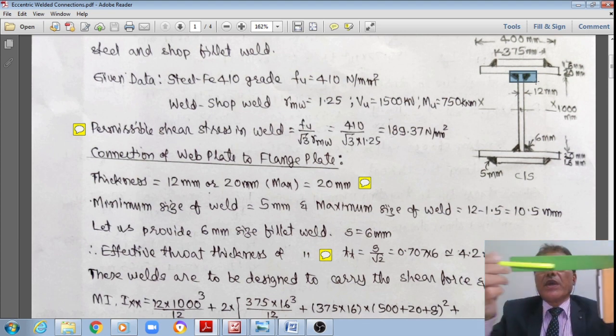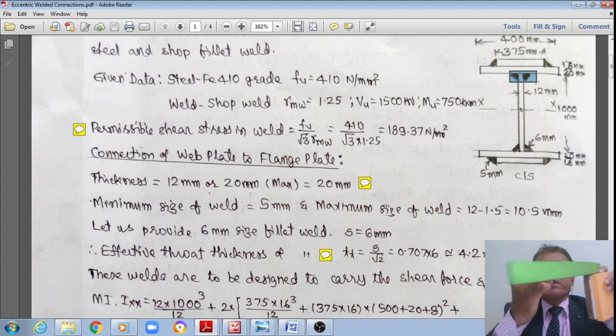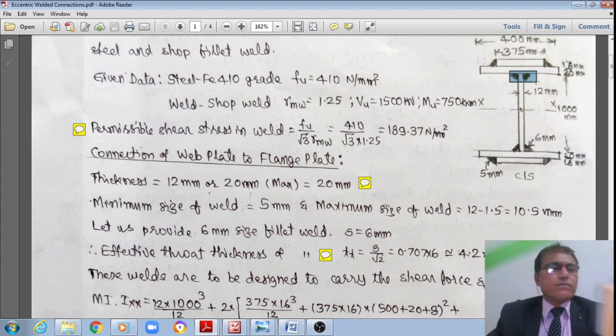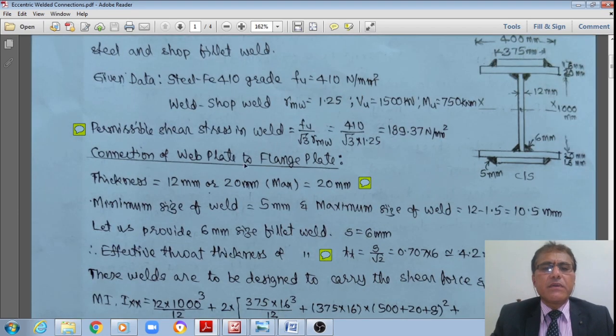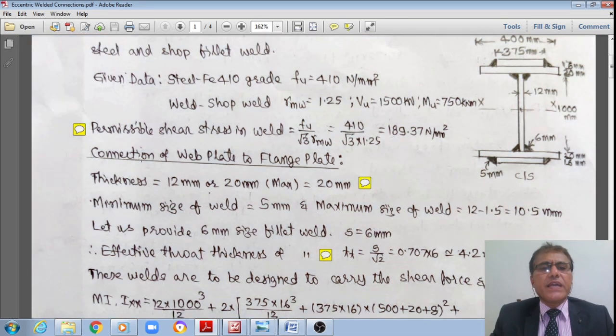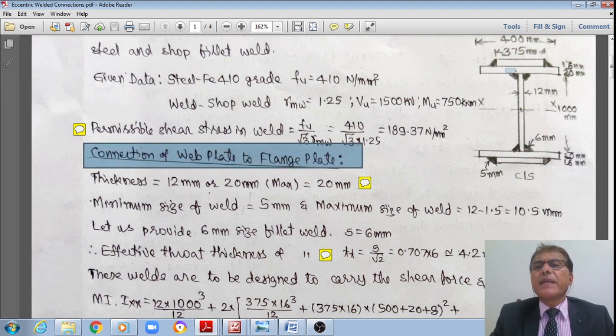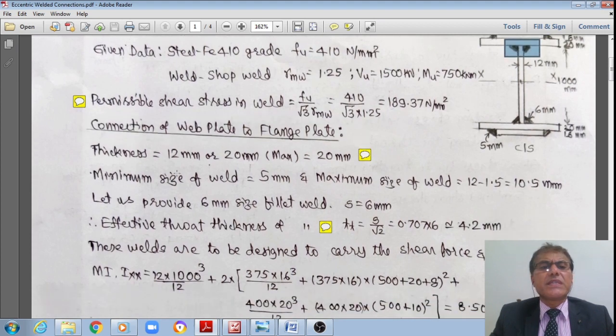Therefore, this is subjected to a shear flow, or intensity of the shear flow. Therefore, it is subjected to a shear force, like this. Now I know the shear force in this weld. Now let us see the very first connection, the connection of the web plate with that of this flange plate. This is the first design.